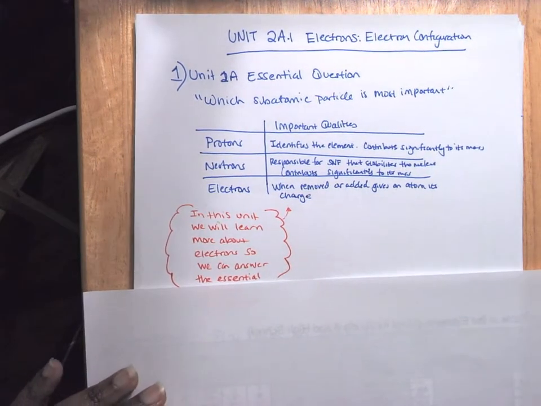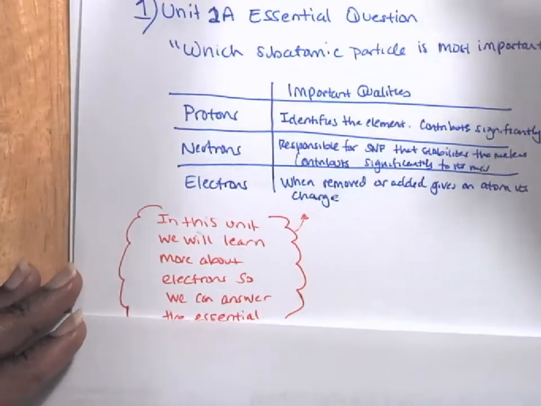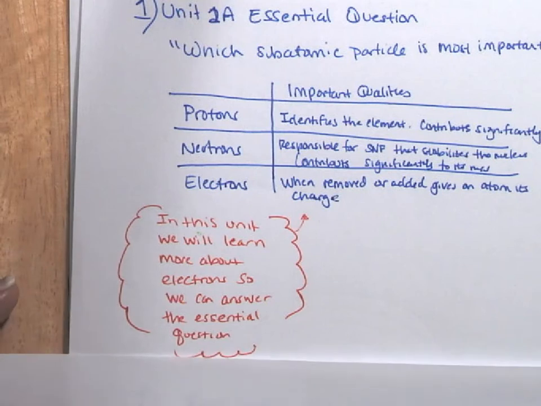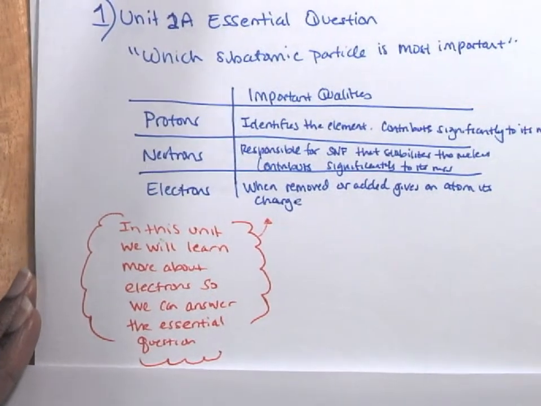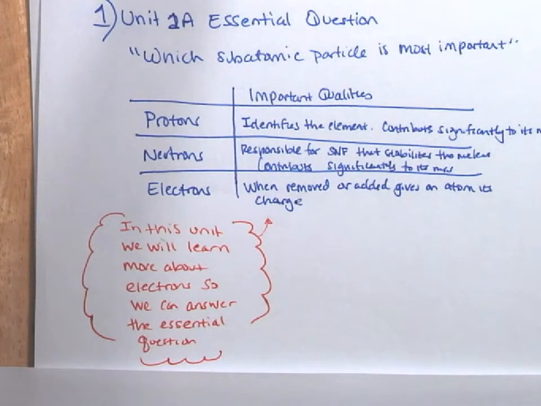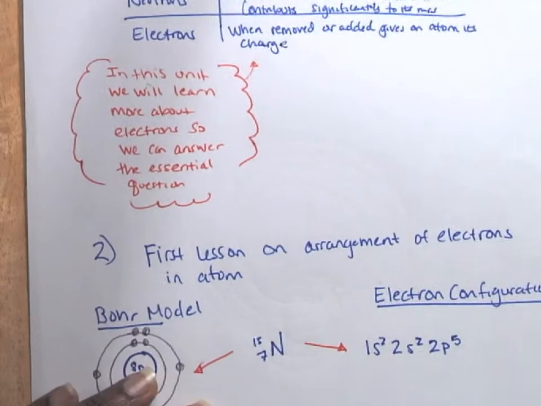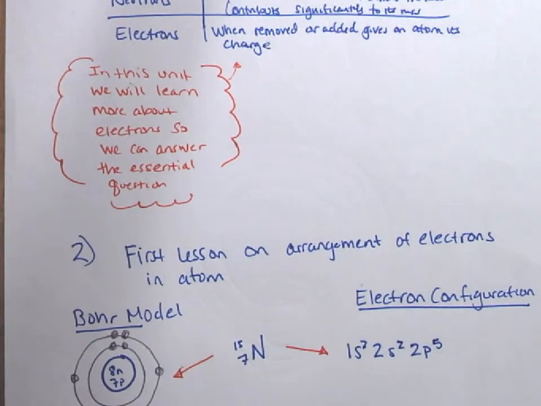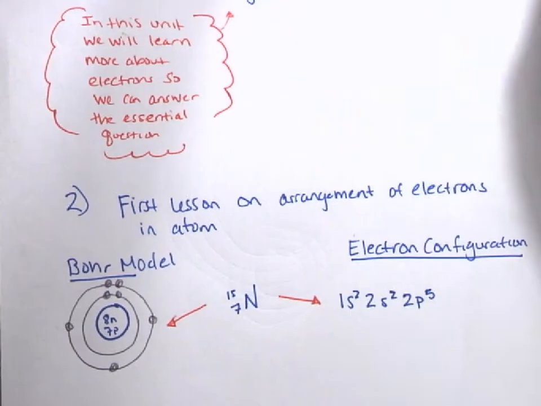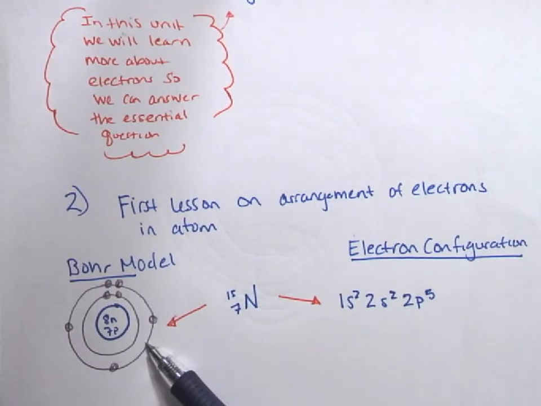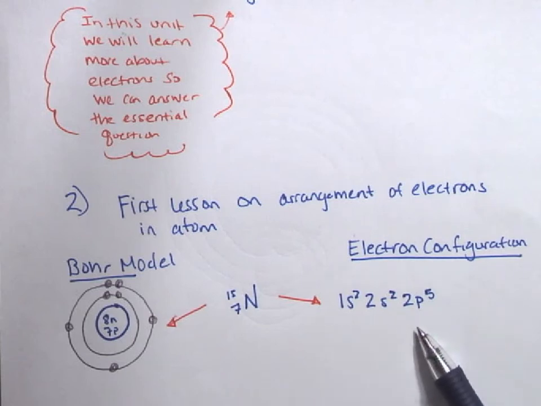So in this unit, we're going to explore electrons a little bit more because in Unit 1, we focused mostly on what was in the nucleus, so the protons and the neutrons. So we're going to learn more about the electrons to help us answer that essential question. Now, in this first lesson, we're going to learn how electrons are arranged in the atom. There are two types of arrangements that we're going to look into: the Bohr model, which you've seen before, and electron configuration, which is likely new.